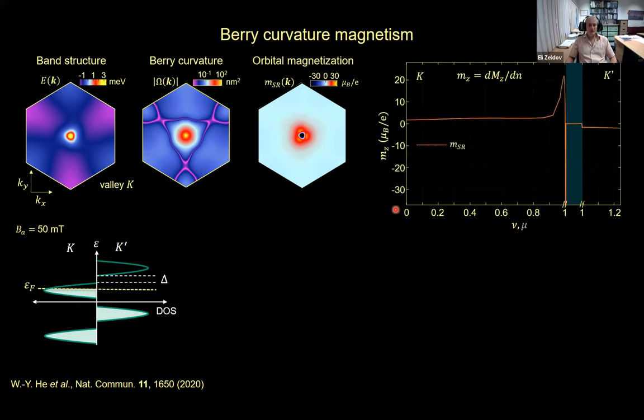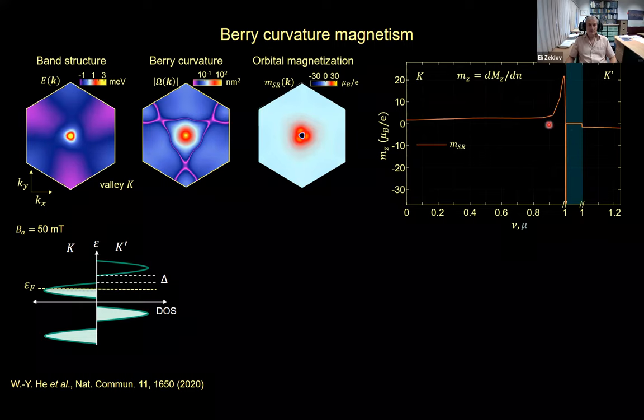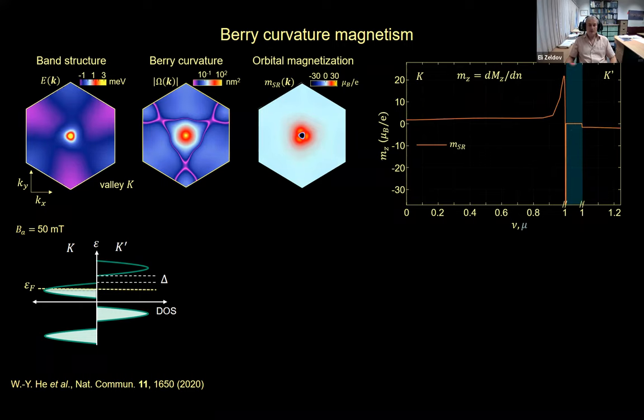So at low fillings, we are here at the bottom of the band. So the self-rotation magnetization is very small. And when we approach the top of the band, it shoots up. And the self-rotation magnetization is zero in the gap. And then if we go to K prime valley, we get the same thing, just with negative sign.